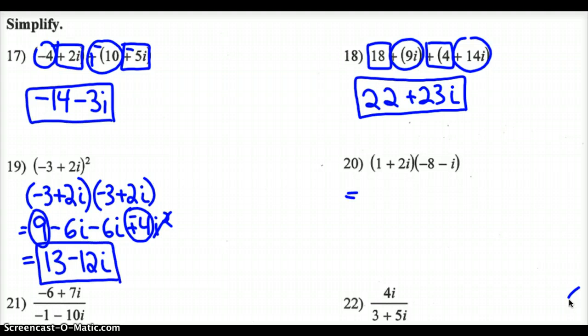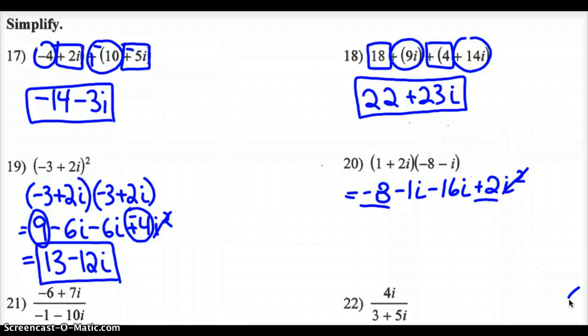Foiling here. First times first, negative 8. Outside's negative 1i. Inside's negative 16i. Last times last is negative 2i squared. Let's adjust that last term since i squared equals negative 1. That causes a sign change. Real part and real part, negative 6. Imaginary parts, negative 17i.